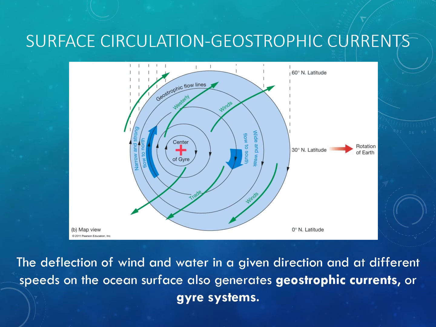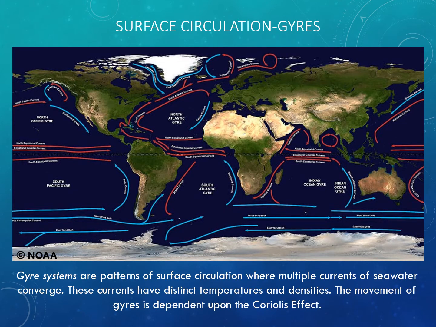a gyre. Eastern boundary currents in a gyre move slowly, and western boundary currents move quickly. These differences in motion and gravity again are what generate that central hill at the center of that gyre. Gyre systems are patterns of surface circulation where multiple currents of seawater converge. These currents have distinct temperatures and densities, as shown on this map of the world.